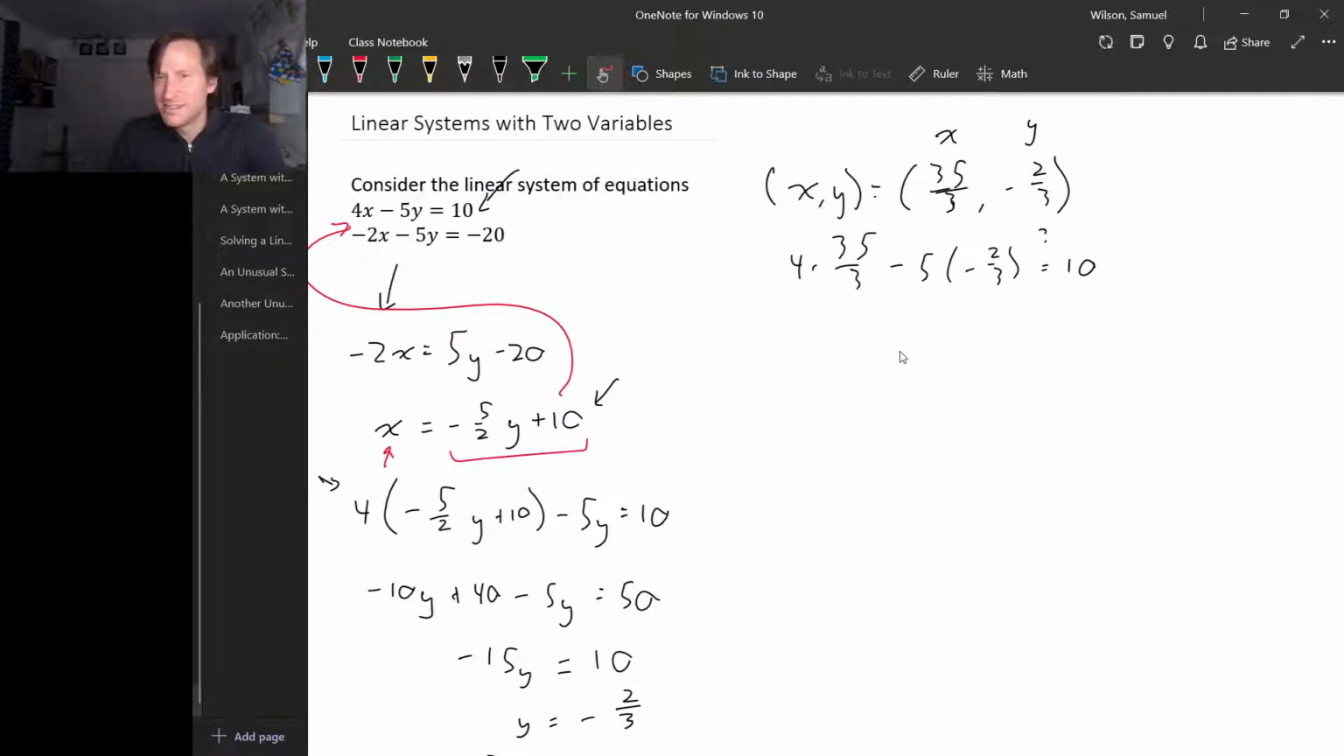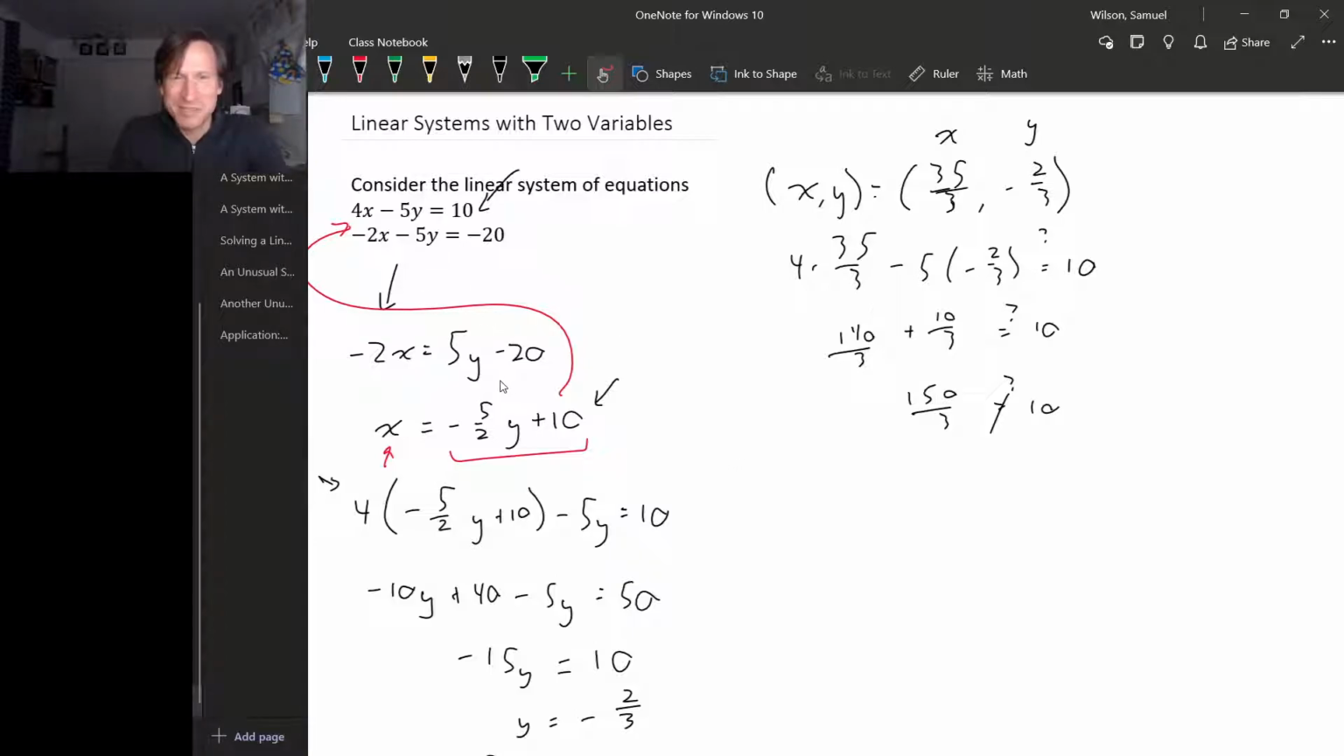Okay, well, let's see, we're going to get 140 thirds plus 10 thirds, is that equal to 10? Oh, this is thirds. So we're going to get 150 thirds. Is that equal to 10? Definitely not. So I definitely made a mistake somewhere.